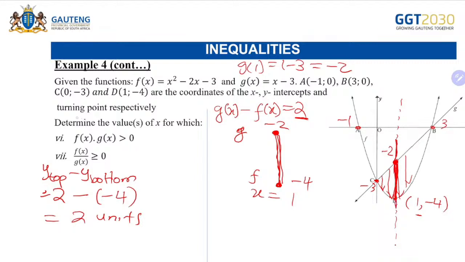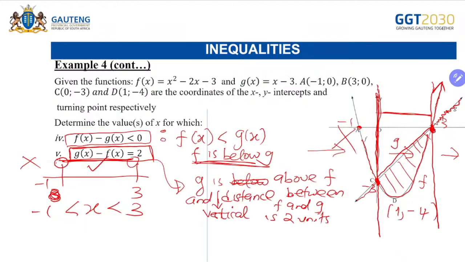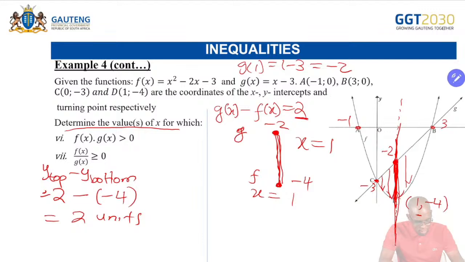But the question is, for which values of X? What is the X value along this line? It is X equal to 1. So I'll go back here. This answer occurs when X is equal to 1. That's where G is above F and the distance between them is 2 units. Remember, grade 12s, you need to practice these inequality problems thoroughly for you to understand them.